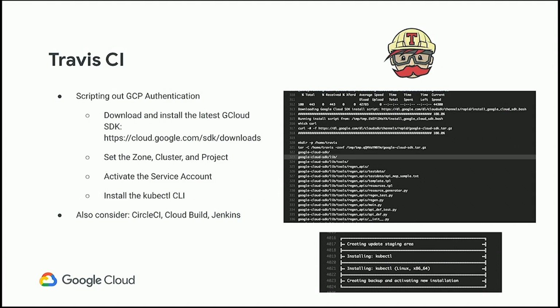All right, for automation, we are utilizing Travis CI. It's basically a hosted CI tool for handling all of the automation. All of our scripts are in there, so it handles everything from downloading the gcloud SDK, setting the appropriate zone, cluster, and project to deploy to, activating a service account, and installing the Kube Control CLI. Obviously, Circle CI is another alternative, Cloud Build, Jenkins, any tool. We actually use a combination of both Travis and Circle in our implementation.